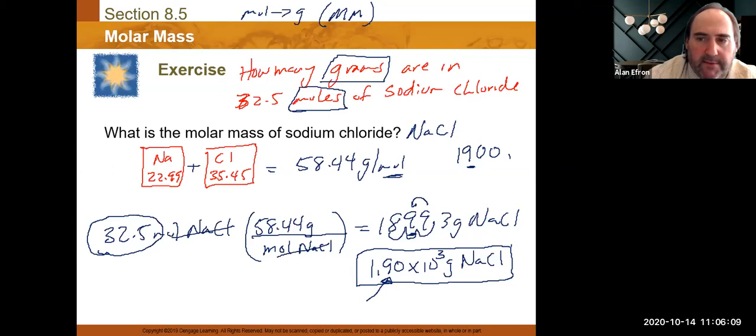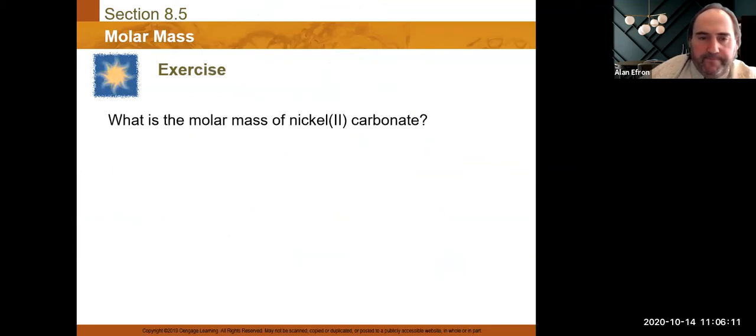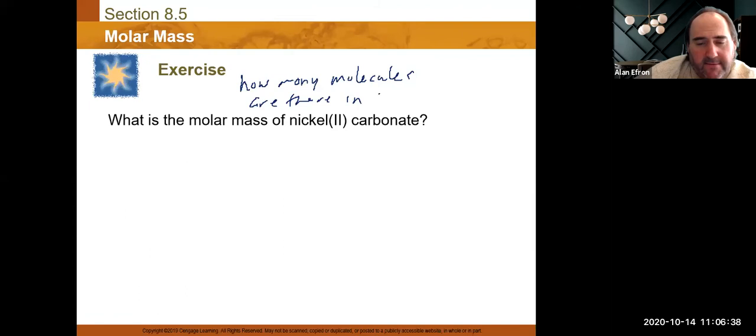Okay, let's see here. All right, we want to know what is the molar mass of nickel 2 carbonate, but why don't we also make it a different question as well? So why don't we go with how many molecules, we'll pretend that's a molecule even though it's an ionic compound. How many molecules are there in, we'll go with 12.5 grams of nickel 2 carbonate.